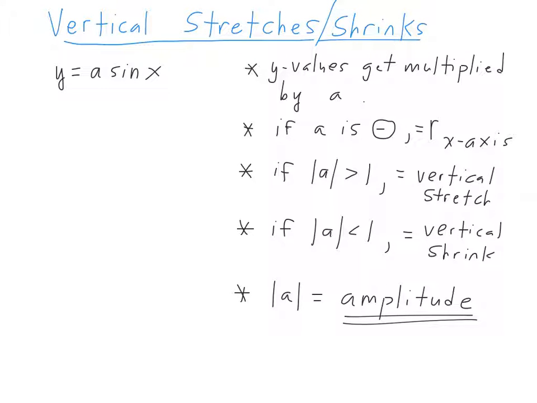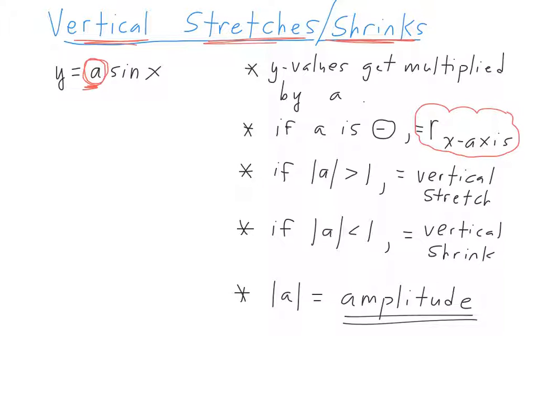Okay, so the next type of transformation here, and once again we've seen this before with other functions, is a vertical stretch or shrink. So this is where we have a number in front of our function, which we're going to call a. Recall that because we're multiplying the function by this so-called a, that means the y values get multiplied. So you're multiplying the y values only, and x stays the same.